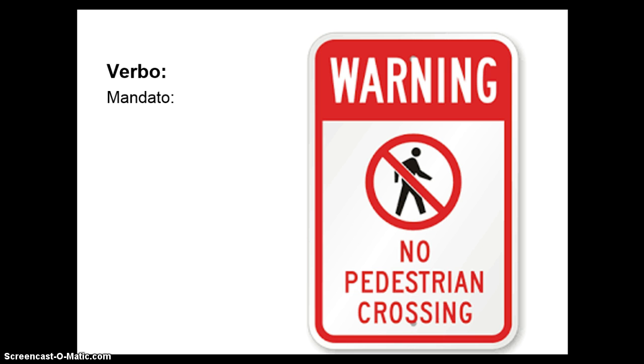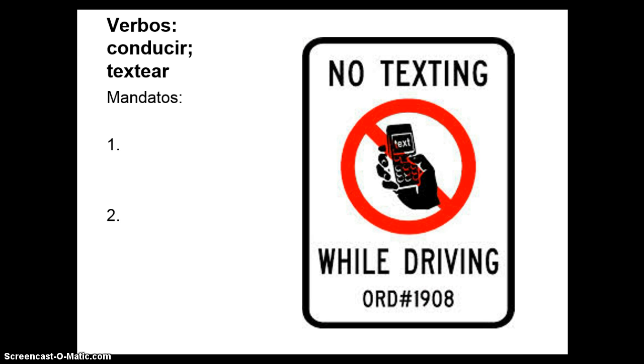Okay, and this one, you need to figure out what verb you want to use. Here again, figure out what verbs you'd like to use. You should use more than one. Go ahead and pause. Again, what would be the best verb for this one? Okay, and here, this is our last slide. I've given you 2 verbs to work with: conducir and textear. See if you can make your negative tú commands based on the sign.